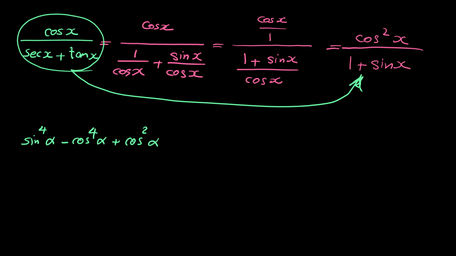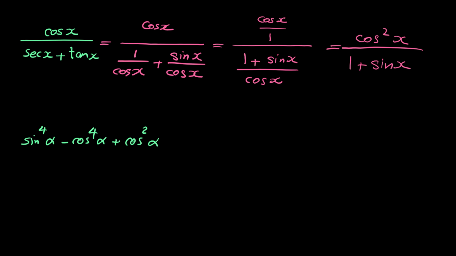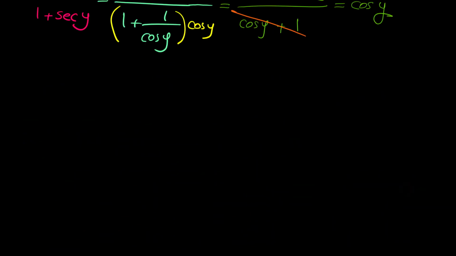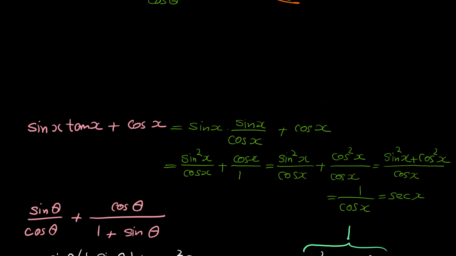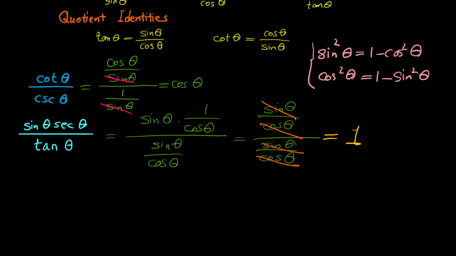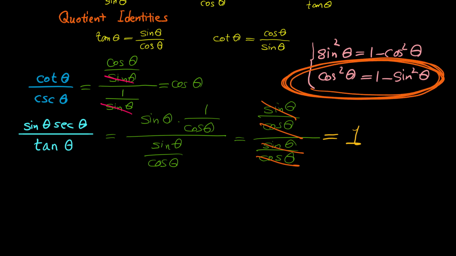But look at the numerator, cosine to the 2. Does it remind you of anything? Cosine to the 2, sine to the 2. Do you remember that sine to the 2 plus cosine to the 2 is always 1? But this is only cosine to the 2. And if you remember, I told you this is really, really important: cosine to the 2 can be written as 1 minus sine to the 2.